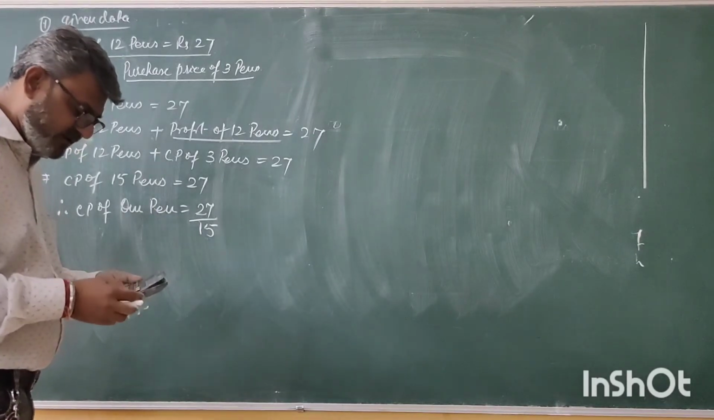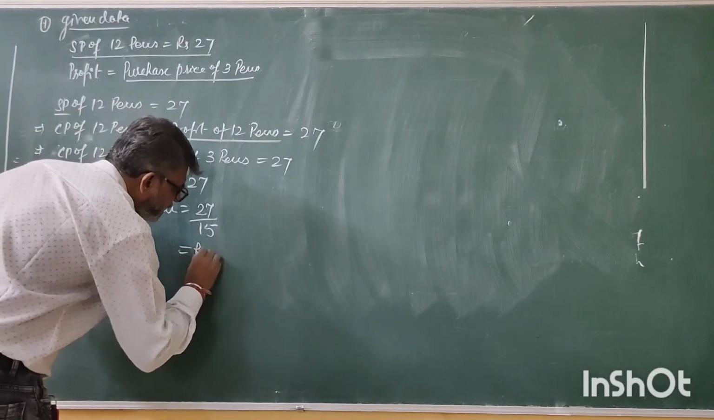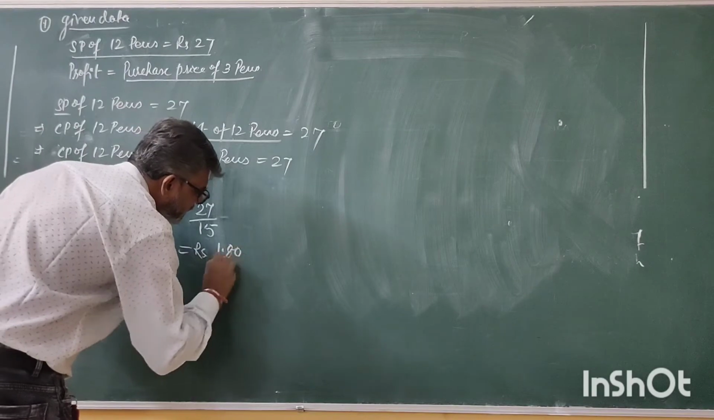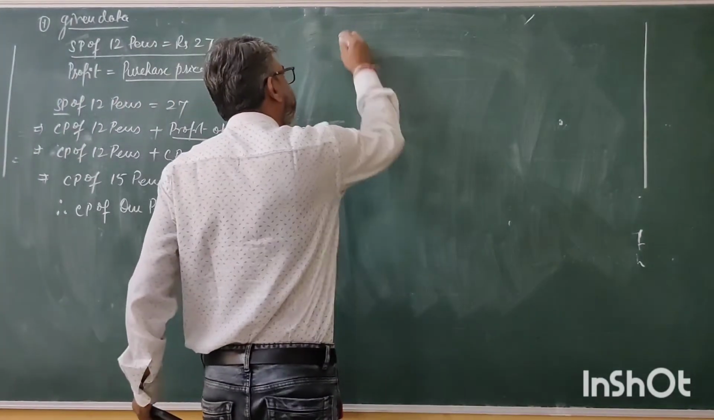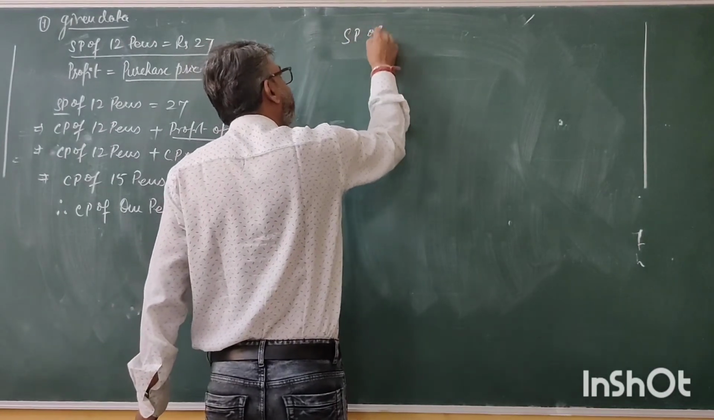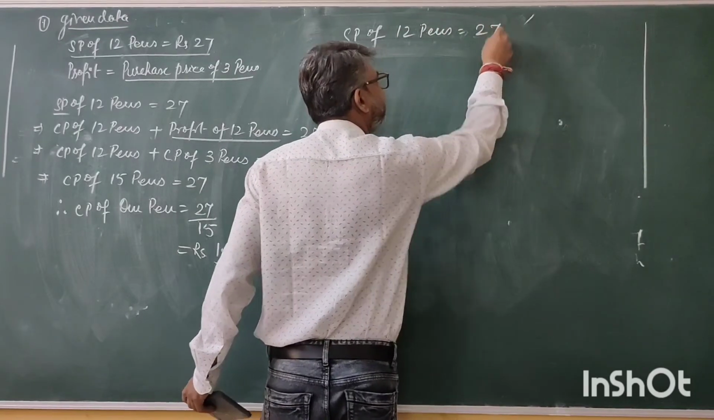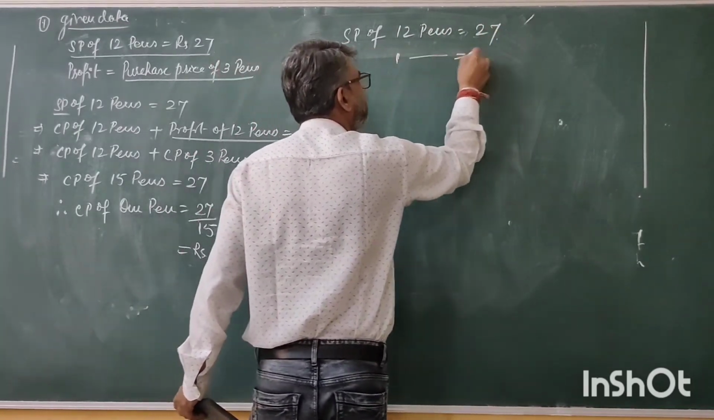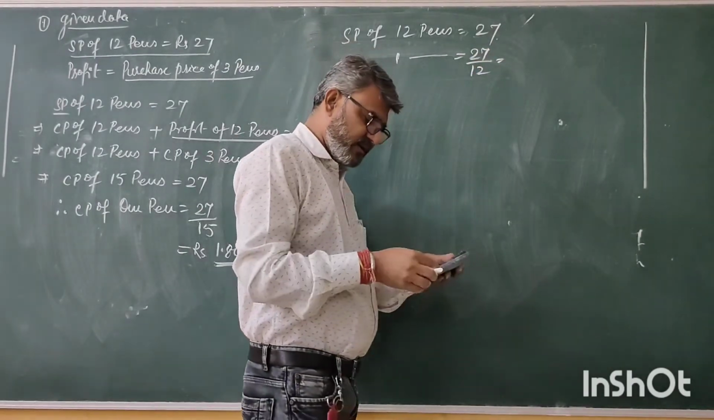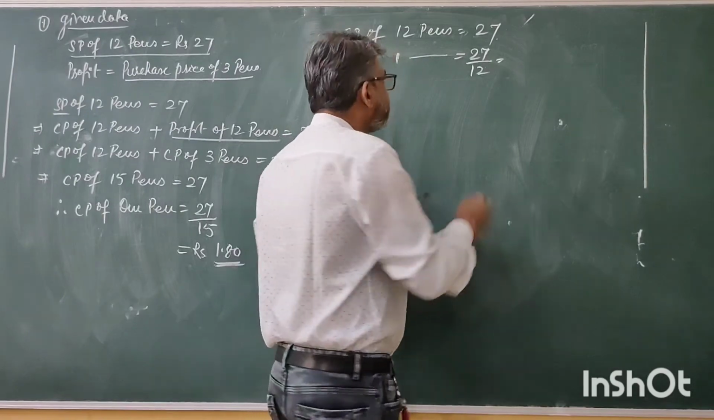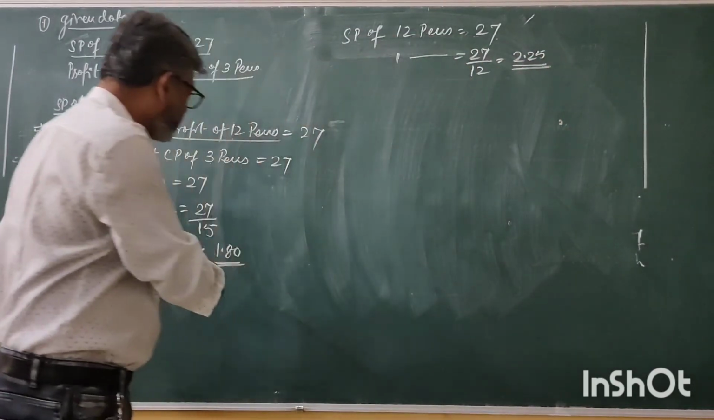Say 27 divided by 15. Now the result becomes rupees 1.80. Okay, this is the CP. Now you have calculated SP of 12 pens is equal to 27 rupees. Therefore, 1 pen is equal to 27 divided by 12. 27 divided by 12. Now the result becomes 2.25. This is the selling price and this is the cost price.